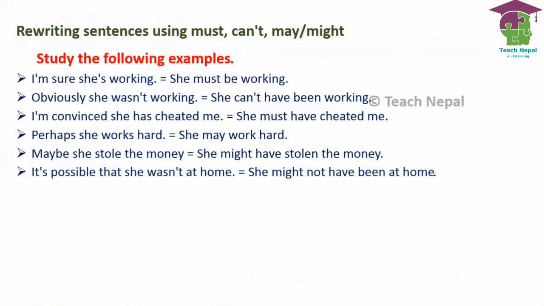Study the following example. I'm sure he is working. It means sure is must, she must be working, right? Obviously she wasn't working. It means wasn't. Obviously means sure, right? Wasn't means not. But it means she can't have been working. In this way we have to do this. Since this is past continuous, we added have been, right? In that way we can do these things.